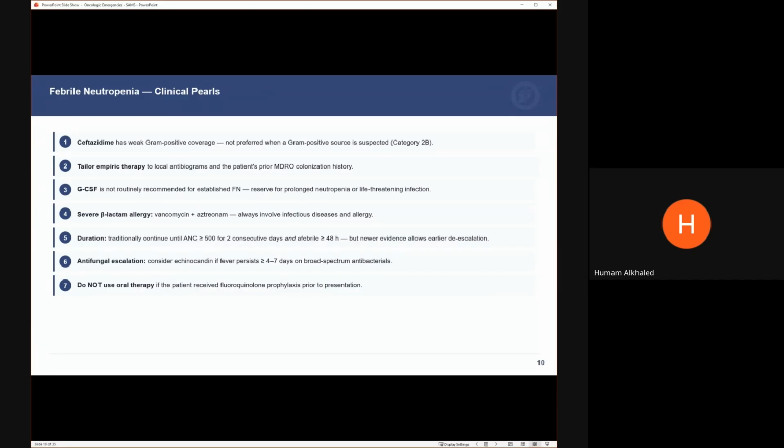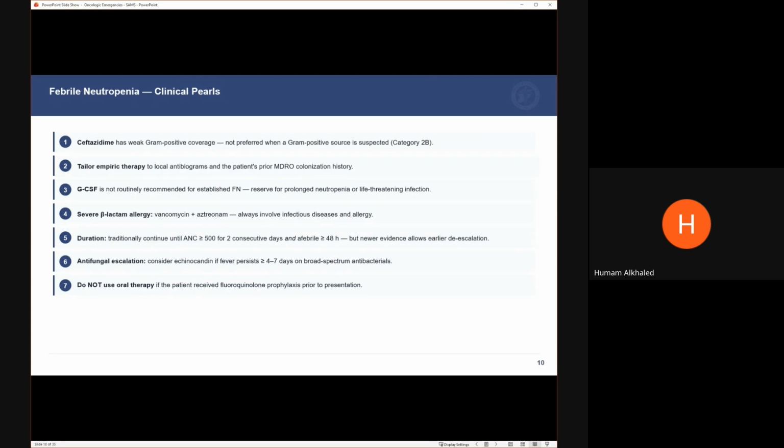Filgrastim, or what we call G-CSF, is not routinely given for established febrile neutropenia. There is some data for patients who have prolonged neutropenia with active infection or life-threatening infections. Then we do want to give G-CSF. Again, it really depends on the patient that you're trying to treat.